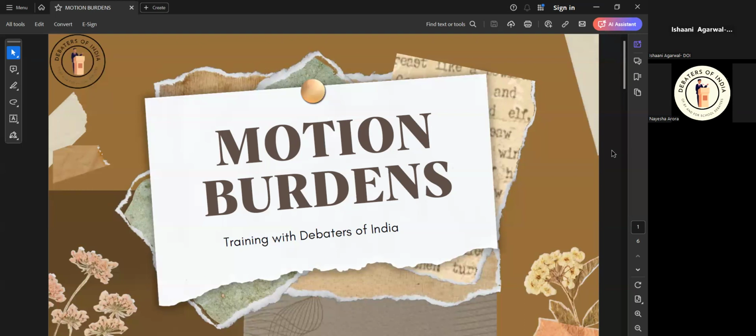And in today's training session, we are going to be discussing motion burdens, or different types of motions, wherein we'll be covering five different types of motions. So, without further ado, let's begin.